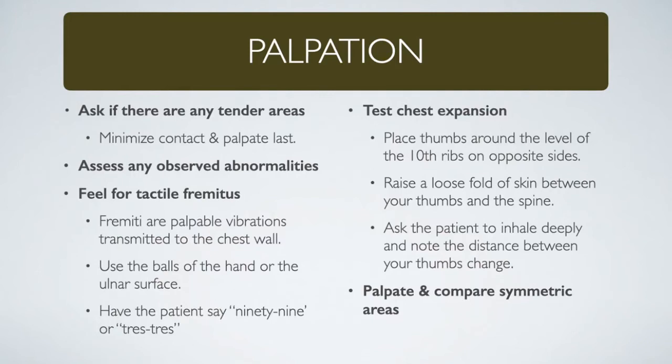Note that before you ask the patient to inhale, the thumb tips must be equidistant from the spine. And so as you assess the excursion of your thumbs from the initial position, that will tell you the symmetry. If both thumbs travel away from the midline, from the spine, with equal distances, then you have symmetric chest expansion.